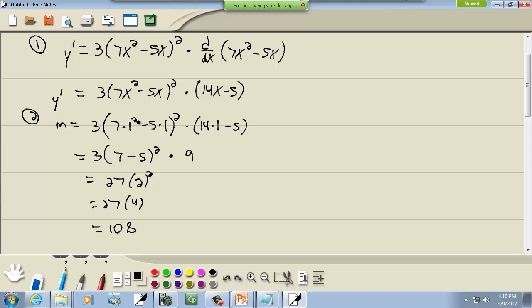which gives us 27 times 4, which gives us 108. Let me double check that. Okay, 1 there, 1 there. 7 minus 5 is 2, is 4, that's 12. 1 there, that'd be 9. 18, 1, 108. Okay, yeah, 108.